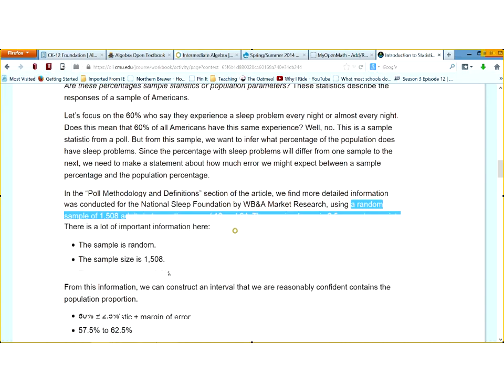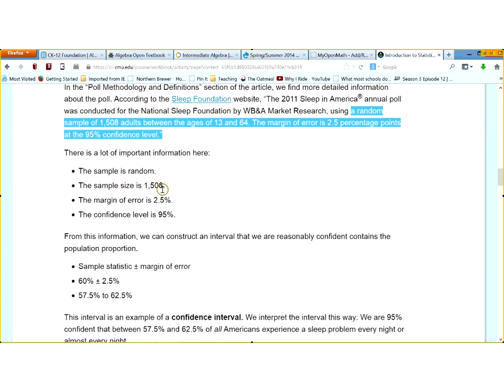So here's the summary though. Sample is random. Sample size is 1,508. Margin of error is 2.5%. Confidence level is 95%. So what that means is we can now take that 60% and add and subtract the 2.5%. That's the margin of error, and that gives us what we call our confidence interval.